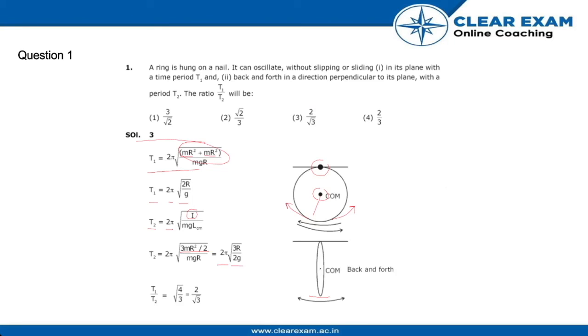Now we're down to the last step. We simply divide t1 by t2. We get root 4 by 3. Upon further simplification, 2 by root 3. So the correct answer would be option number 3, 2 by root 3.